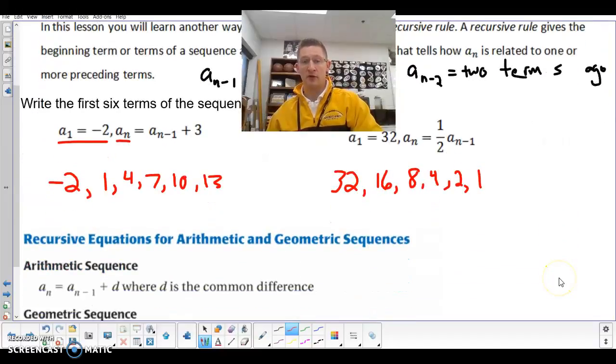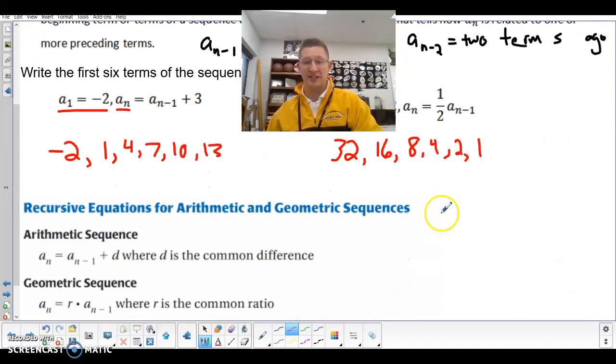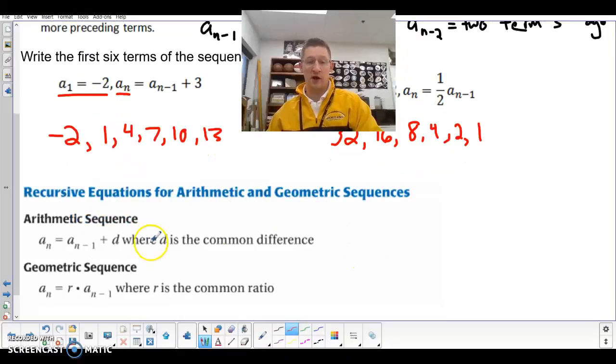Now, the way that recursive equations for arithmetic and geometric sequences are going to work is they're going to follow a pattern kind of like this. An arithmetic sequence is always going to take, find the nth term, take the term right before it, and add d, the common difference. Okay? So similar, again, d, common difference, the same thing that we had when we wrote arithmetic sequence rules or formulas explicitly. Okay? Geometric sequence, you're going to take, to find the next term, you take the term right before it times the common ratio r.